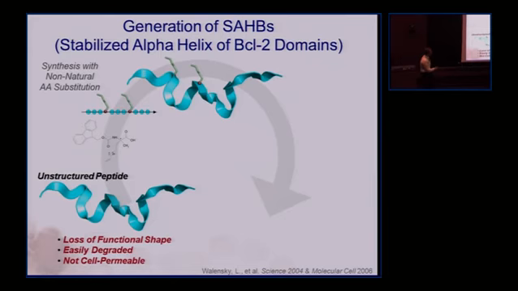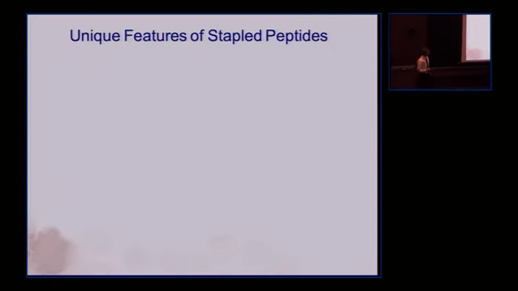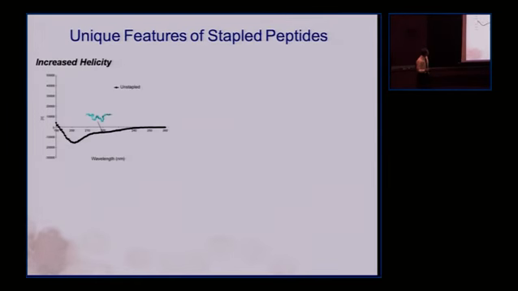In this technique, we synthesize the peptide amino acid by amino acid, inserting non-natural amino acids at the i and i+4 positions that contain olefin side chains that undergo ruthenium-mediated catalysis to create a staple. And these stabilized alpha helices of BCL-2 domains, or SAHBs, have marked properties. Since this has been published, I'll just briefly review them.